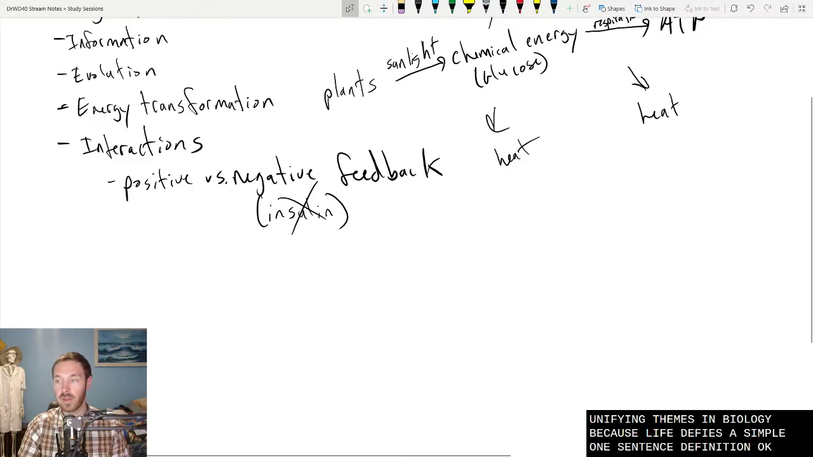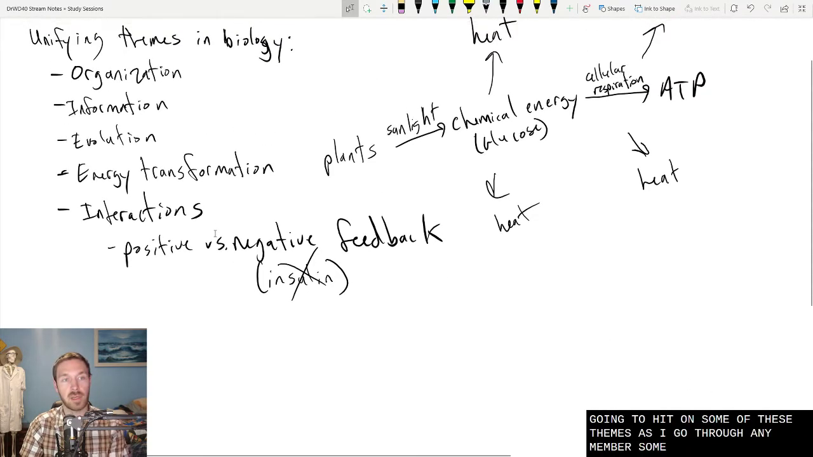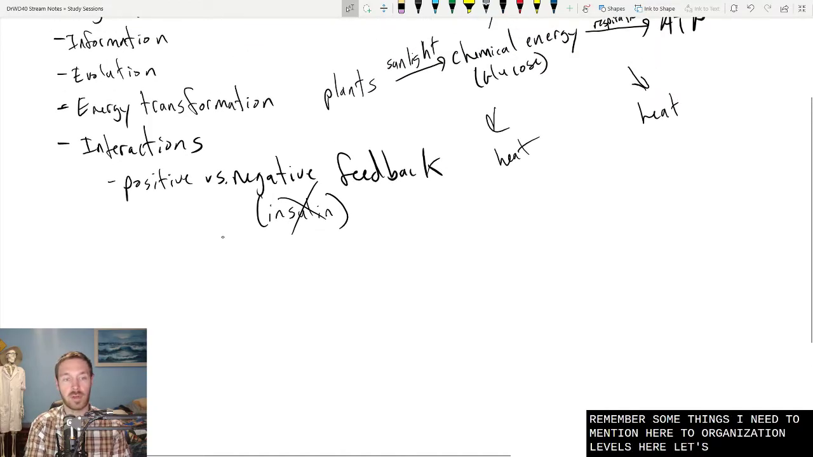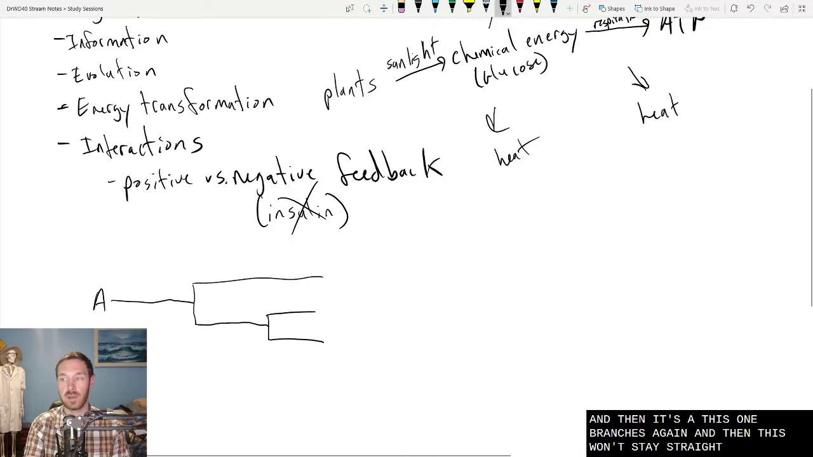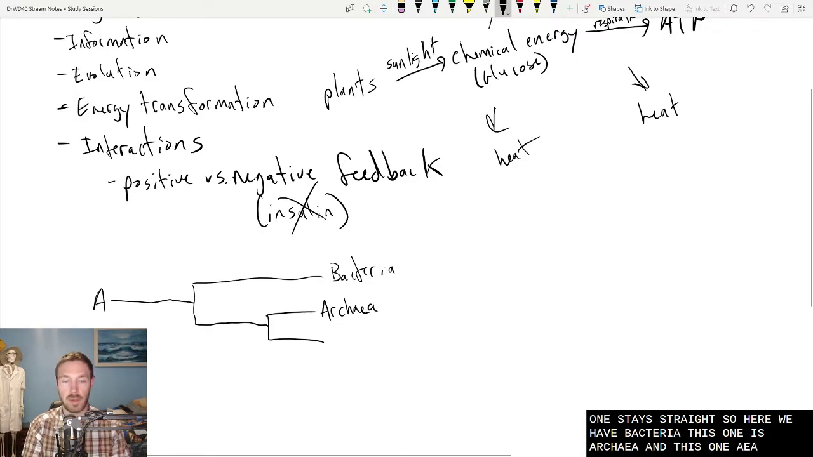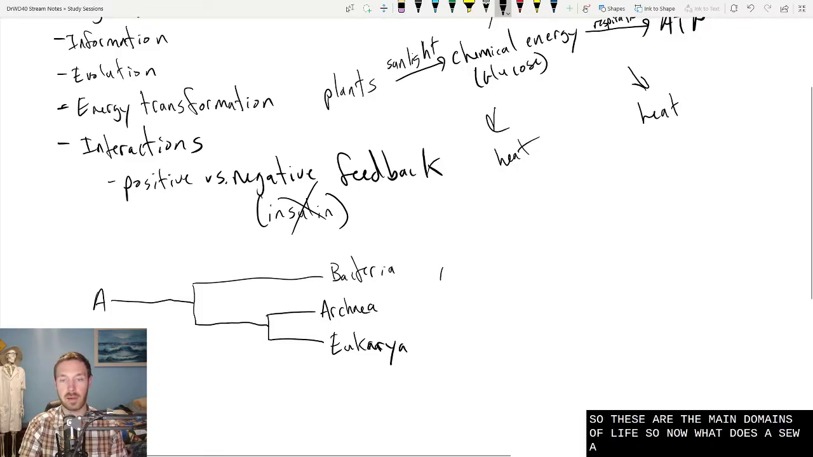So let's see here. Okay, also, let's say, talking about how life is organized. We're going to hit on some of these themes as I go through, and remember some things I need to mention here. So organization levels here. Let's draw a simple clade diagram. So we come out and we have a branch right here. And then let's say this one branches again, and then this one stays straight. So here we have bacteria. This one is archaea. And this one is eukarya, which is us. So these are the main domains of life. So now, what is A? A is the common ancestor.